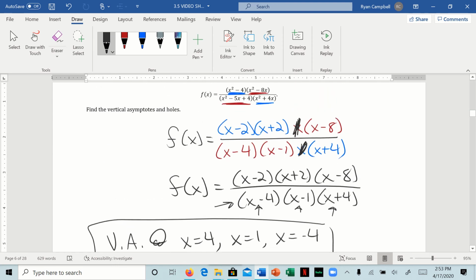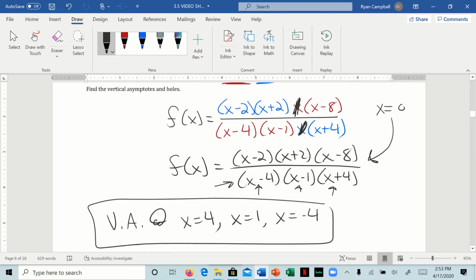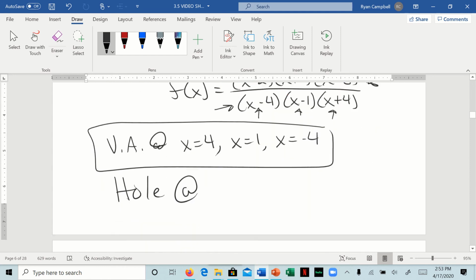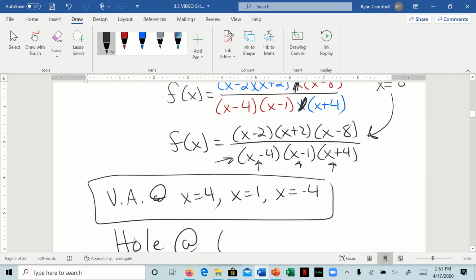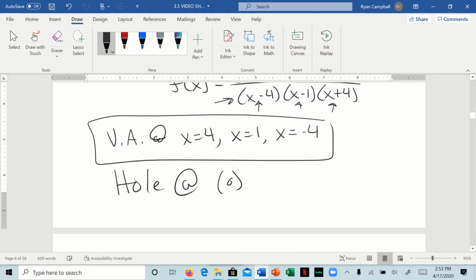And what makes x 0? It would just be 0, right? So 0 is the y value, and we got to plug it in to figure out what the x value is. Sorry, other way around. 0 is the x value. We need to plug it in to figure out what the y value is.